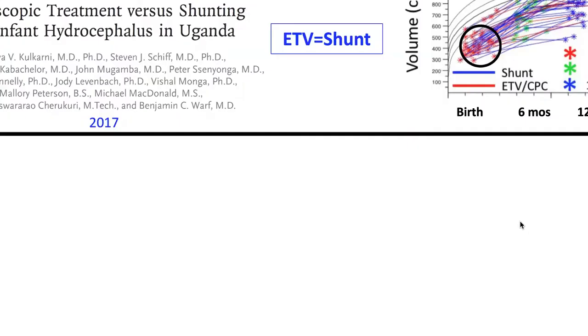So we've gotten pretty seriously into this. The first report of a randomized trial of endoscopic versus shunting for infant hydrocephalus in these post-infectious hydrocephalics, we put into the New England Journal of Medicine a few years back. We found that endoscopic treatment seems equivalent to shunt, which means we prefer endoscopy.